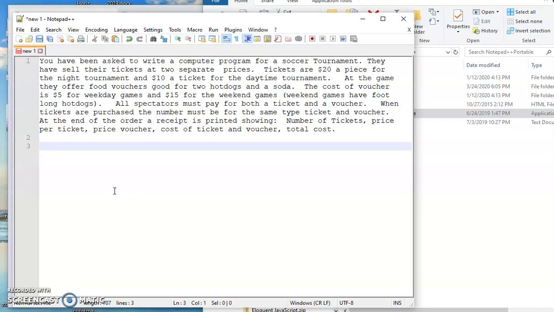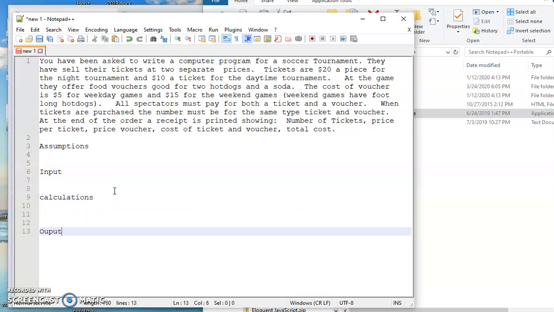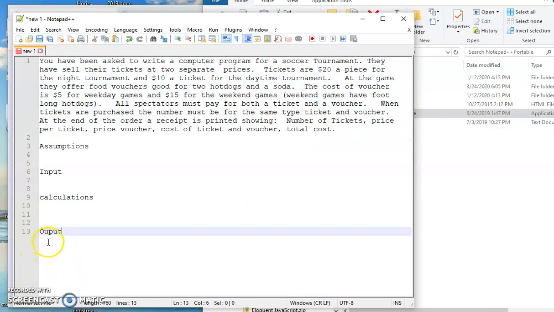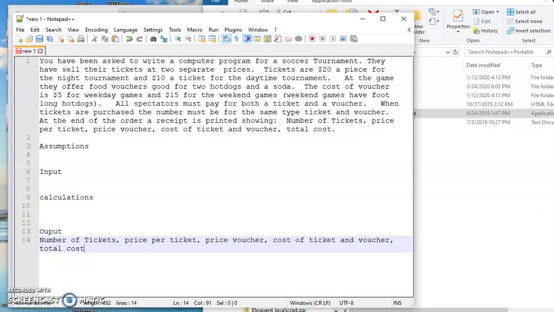All right, so we have assumptions, input, calculations, output. We go back into our problem, and you'll always know what the output is because they want a receipt printed showing. So that tells me that this is all the output. So I simply copy that and paste it here. And now I just have to camel each of these. So we have num tickets. So we're just going to get rid of this.